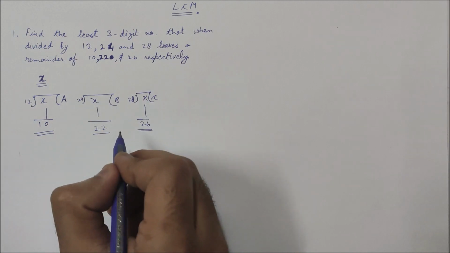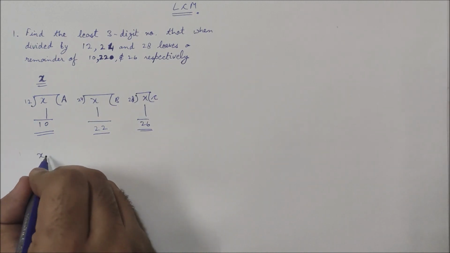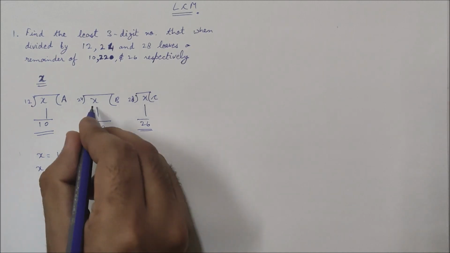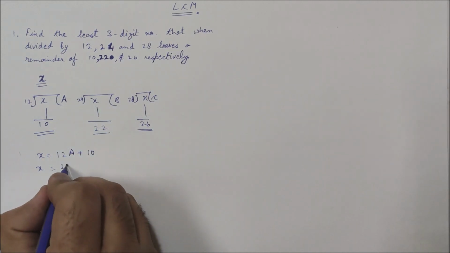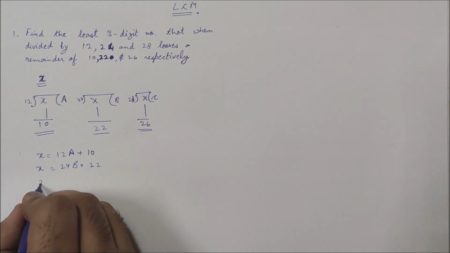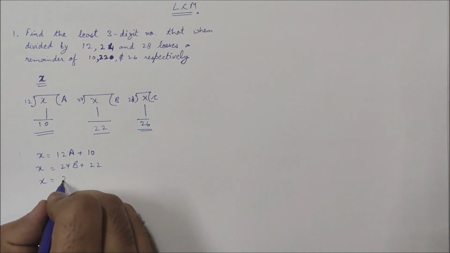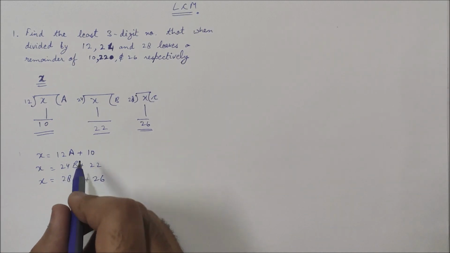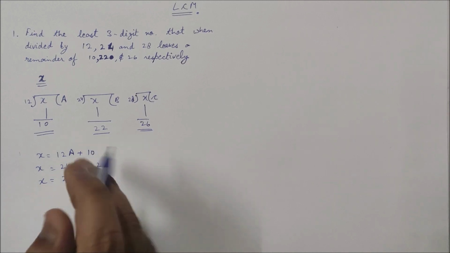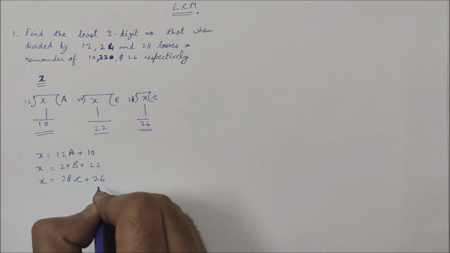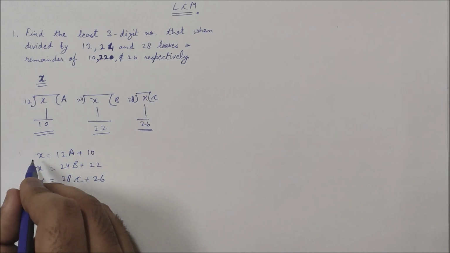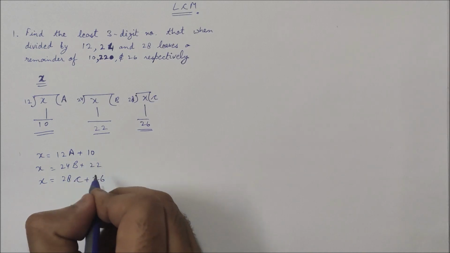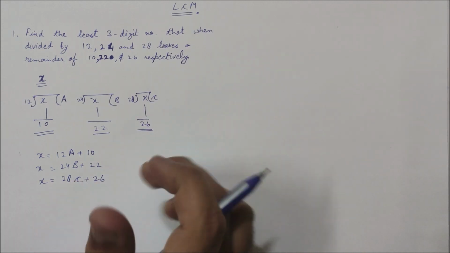If I write it down algebraically, I can write x equals 12a plus 10, x equals 24b plus 22, x can also be written as 28c plus 26. Now we have these algebraic equations in which the remainders are not the same. In our earlier example, these remainders were the same, so it was easy to take them on the left side, equate them and take out the LCM. However, in this case, these remainders are different.